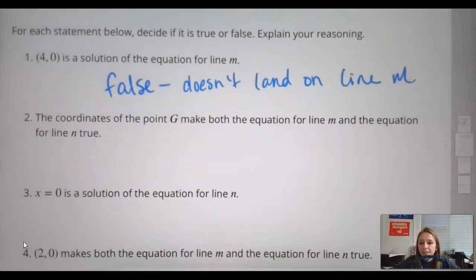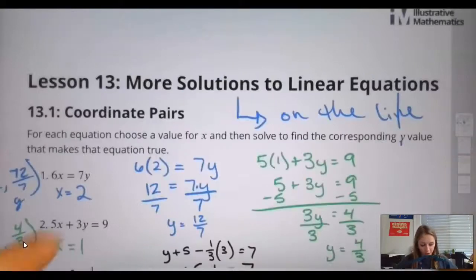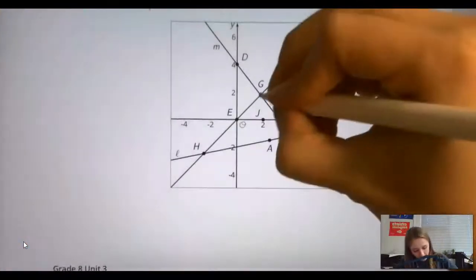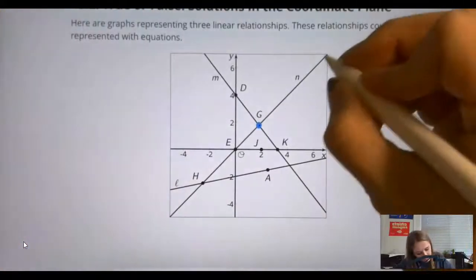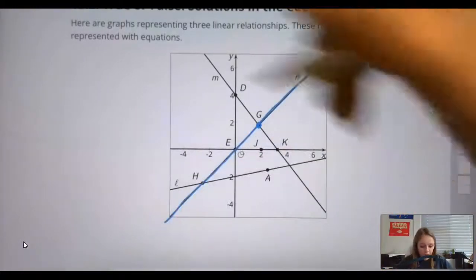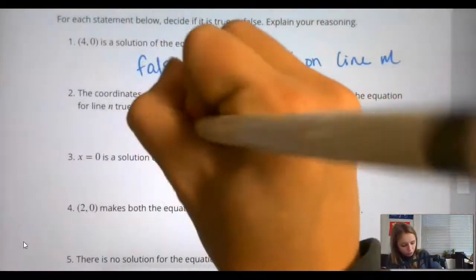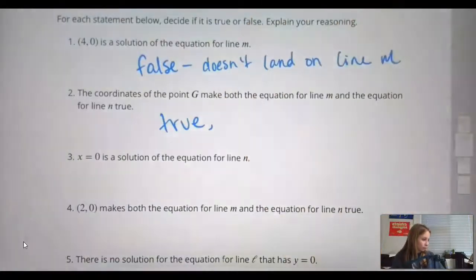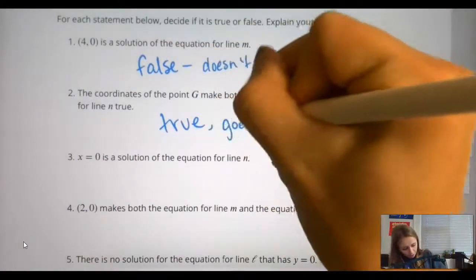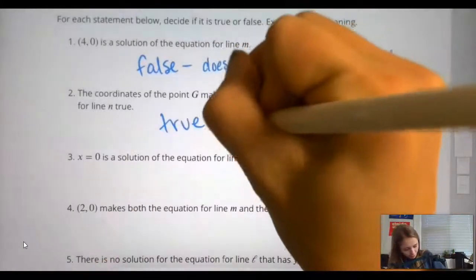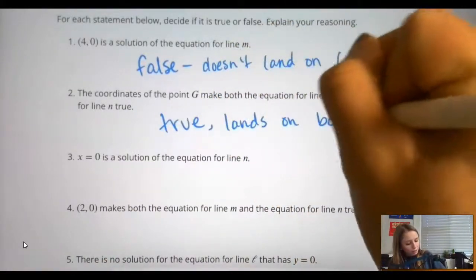Alright, so then next it says, the coordinates of point G make both the equation for line M and the equation for line N true. So in order for that to be true, point G needs to be on both of those lines. So let's go check that out. Now point G is right here. So line N does go through it, so that's good. And line M goes through point G as well. So this would be true. And the reasoning for that is it lands on both lines.